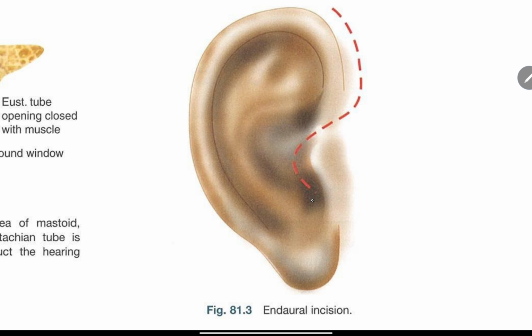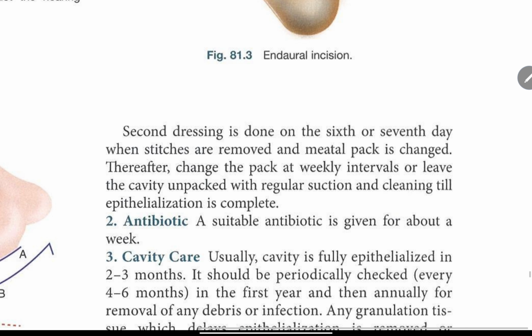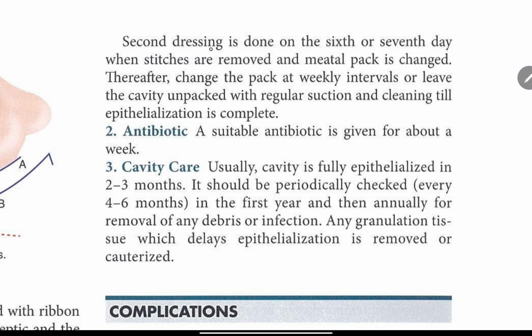Figure 81.3 Endaural incision. Second dressing is done on the sixth or seventh day when stitches are removed and meatal pack is changed. Thereafter, change the pack at weekly intervals and leave the cavity unpacked with regular suction and cleaning till epithelialization is complete. 2. Antibiotics. A suitable antibiotic is given for about a week. 3. Cavity care. Usually, cavity is fully epithelialized in 2 to 3 months.